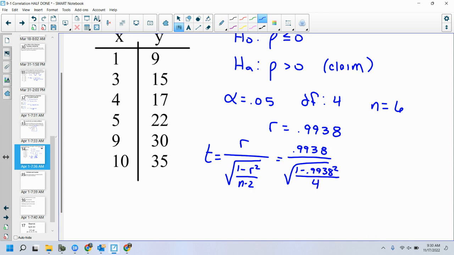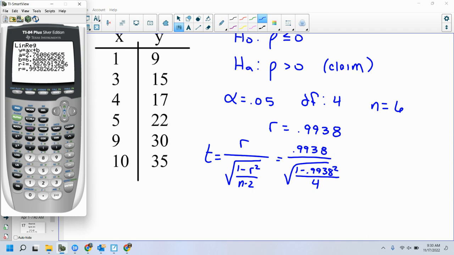So let's go into our calculator and plug those numbers in. We got 0.9938 divided by, start a parenthesis, we've got to do a square root of the whole chunk, 1 minus 0.9938 squared. Oh, got to end my parenthesis, then square it. No, I don't. Got to square it, then end my parenthesis. And then divide by 4.